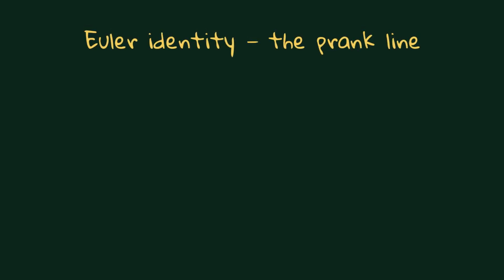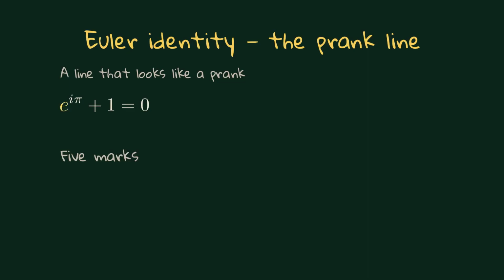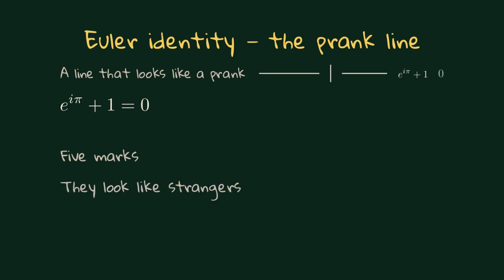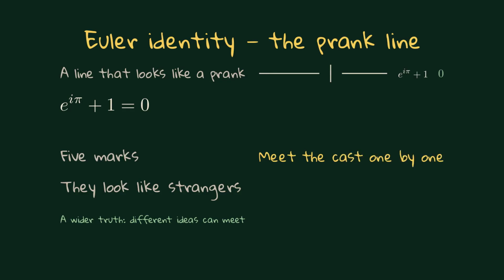There is a line in math that looks like a prank. It is e to the I pi plus 1 equals 0. 5 marks sit in it. They are e, I, pi, 1, and 0. They look like strangers, yet they land in perfect balance. That small line became the emblem for a wider truth. Math can let growth, shape, motion, and number speak the same tongue.